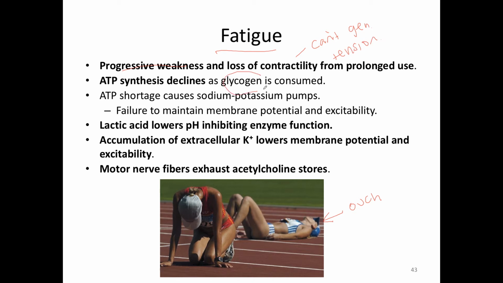As glycogen is consumed, remember glycogen is stored in skeletal muscle, and it's a sugar storage molecule, you run out of fuel to make ATP. And remember that the sarcolemma's resting membrane potential is maintained by the sodium-potassium ATPase. The sodium-potassium pumps reset the membrane and make it excitable. If you run out of ATP, they don't work. So then you fail to maintain membrane potential and therefore lose excitability. Even if you exocytose acetylcholine at this neuron all day long, it's not going to do anything because ionically it's incapable.